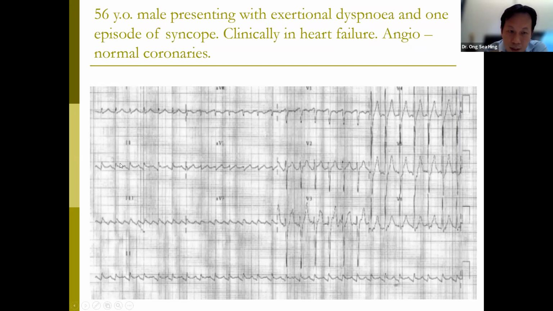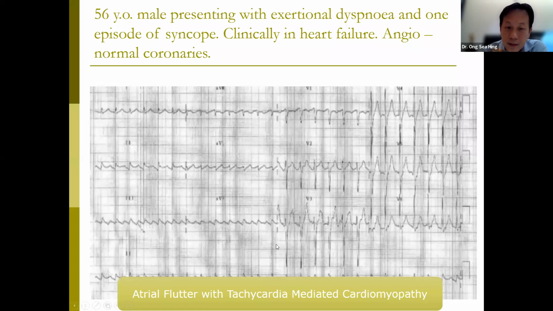But you can't really see that there is another P wave hidden in the QRS complex. Okay, there is another P wave hidden in the QRS complex, and this is actually atrial flutter. This patient had atrial flutter for a long time, and when you are tachycardic for a long time, this can cause tachycardia-mediated cardiomyopathy. Ejection fraction of the patient will drop.